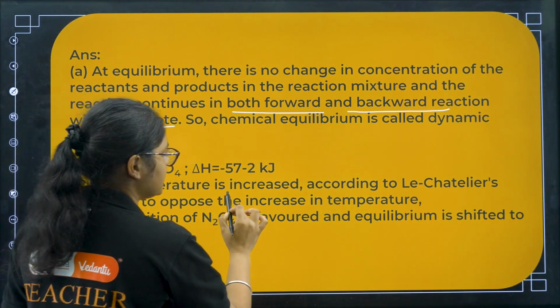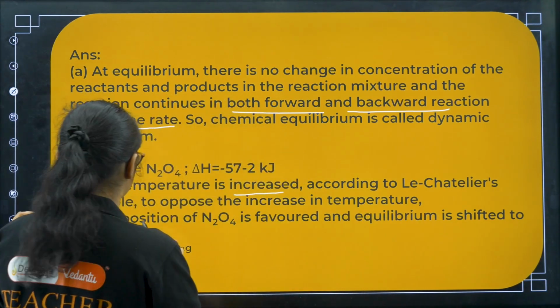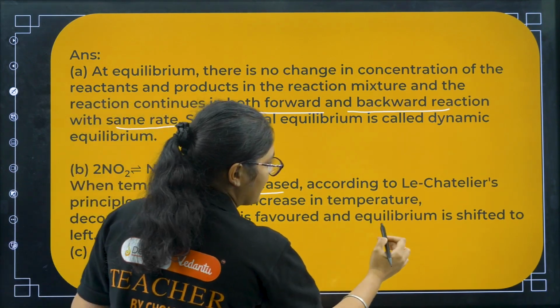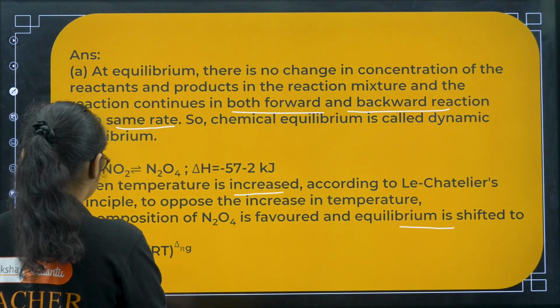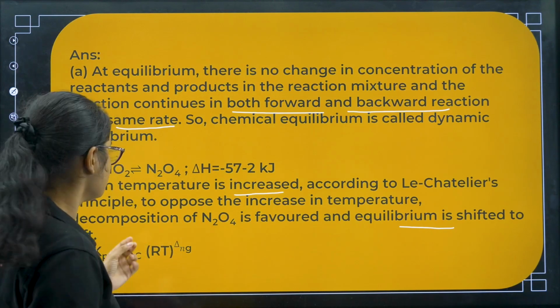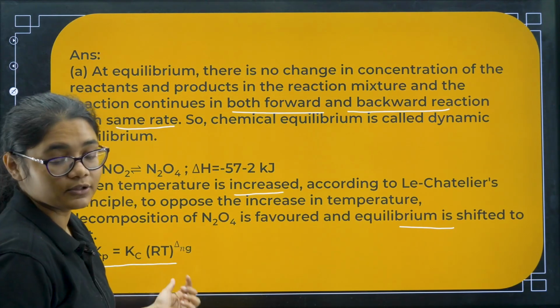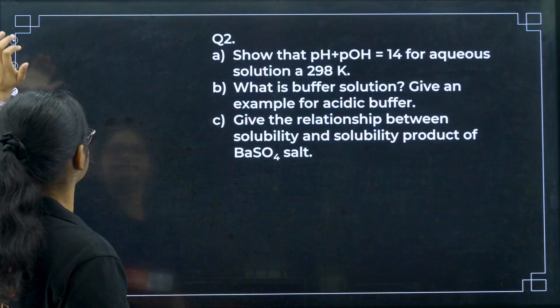So when the temperature is increased, according to Le Chatelier's principle, to oppose the increase in temperature, the decomposition is favored and the equilibrium is shifted towards the left. Okay. Next, Kp is equal to Kc (RT) to the power of delta Ng.